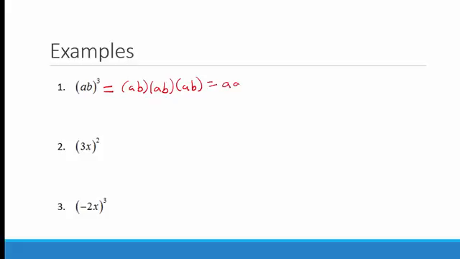Let's write all our a's next to each other and all our b's next to each other. And notice we get 3 a's multiplied together, which is a to the third, and 3 b's multiplied together, which is b to the third. So the product ab, all raised to the third power, is the same thing as a to the third times b to the third. Let's use our property of the product to a power.